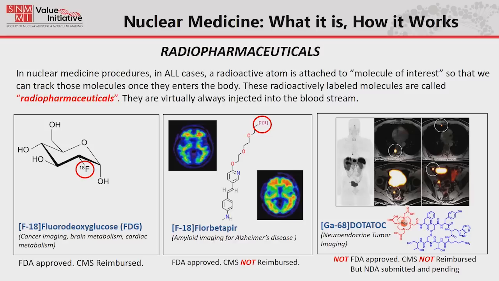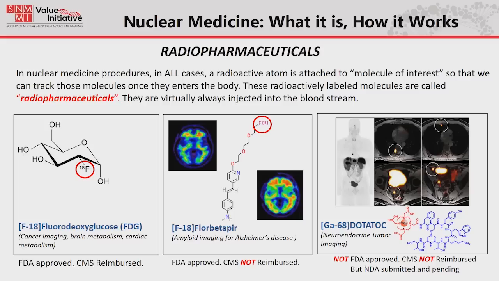This is just 3 of several hundred that are out there. Most of them are in the research phase. Some of them are FDA approved and we use them clinically. Here's 3 that all kind of represent different things. There's that glucose one again that has fluorine-18, has a half-life of about 2 hours, and decays by positron decay. Actually, all of these are positron emitters.